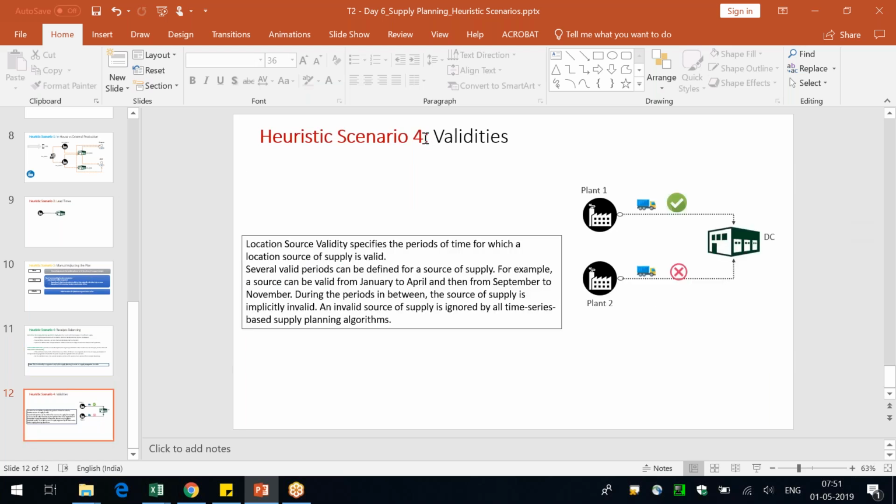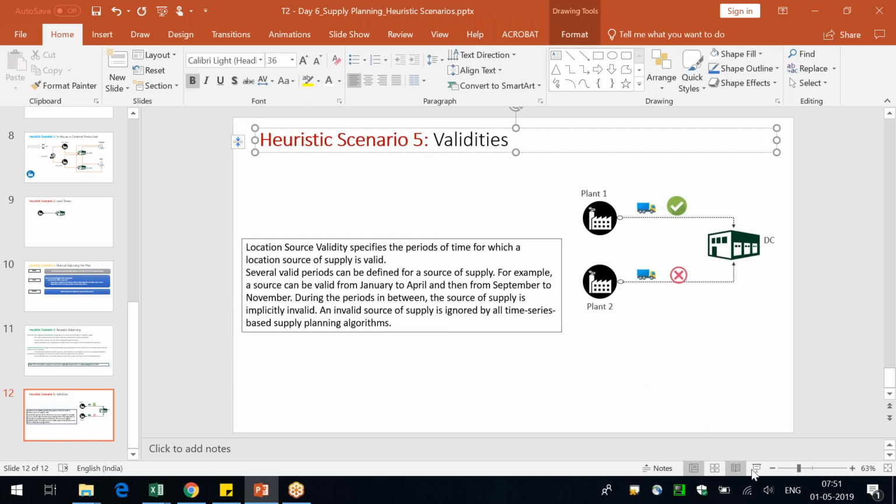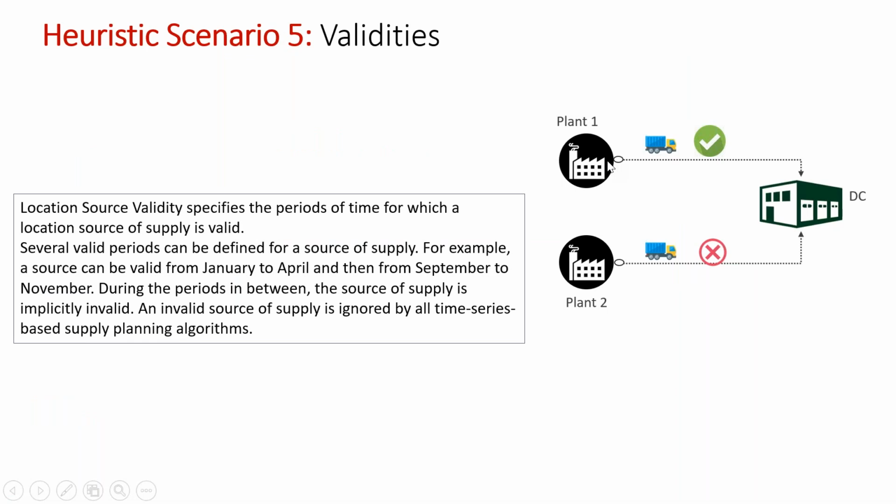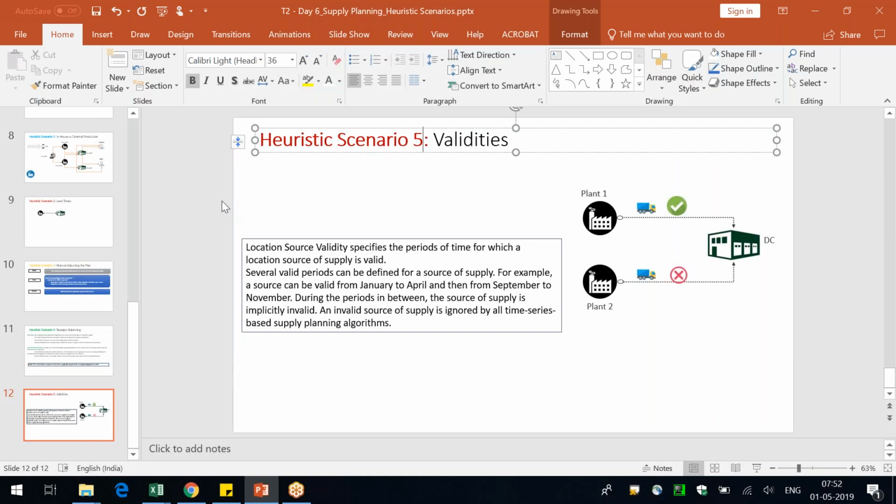Next is validities. This diagram shows plant 1 connected to the DC. Now I would say that in my next quarter, maybe in the winter season, this lane is inactive, and I'll make it invalid. Now the system has to understand the invalid sources and live with the valid sources, propagate the demand to the valid sources, and also supply from the valid sources. Let's touch base on these 5 scenarios.